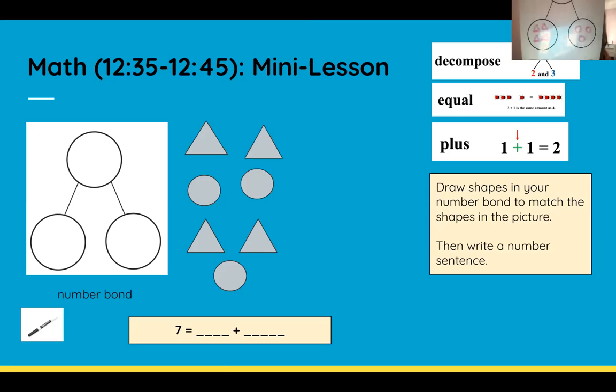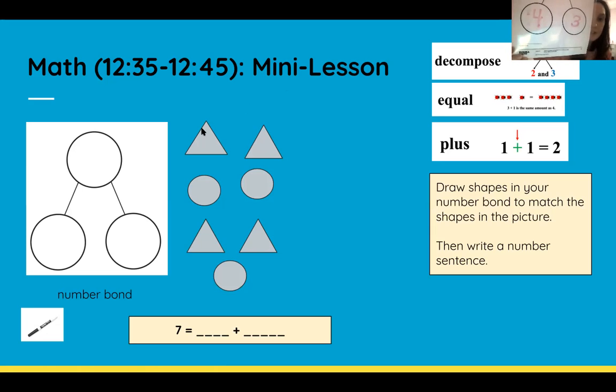All right. Does your number bond look like mine? I drew the triangles in one part and the circles in another. Awesome. Now, can you write a number for those? So write the numbers. Do you have the same numbers as me?